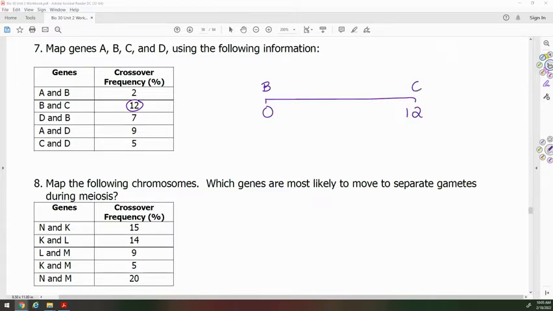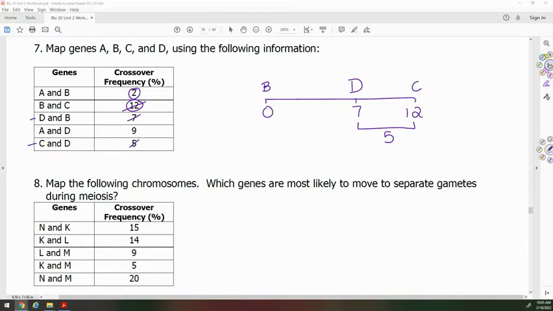end on number 12. Next, I'm looking for a gene that has a distance to both B and C. So I have A and B or A and D, so that's no good. Let's look at D and B, C and D. Now I can put D on because it is 7 away from B and it's 5 away from C. So 7 plus 5 is 12, and so that works. That's where D is on the chromosome.